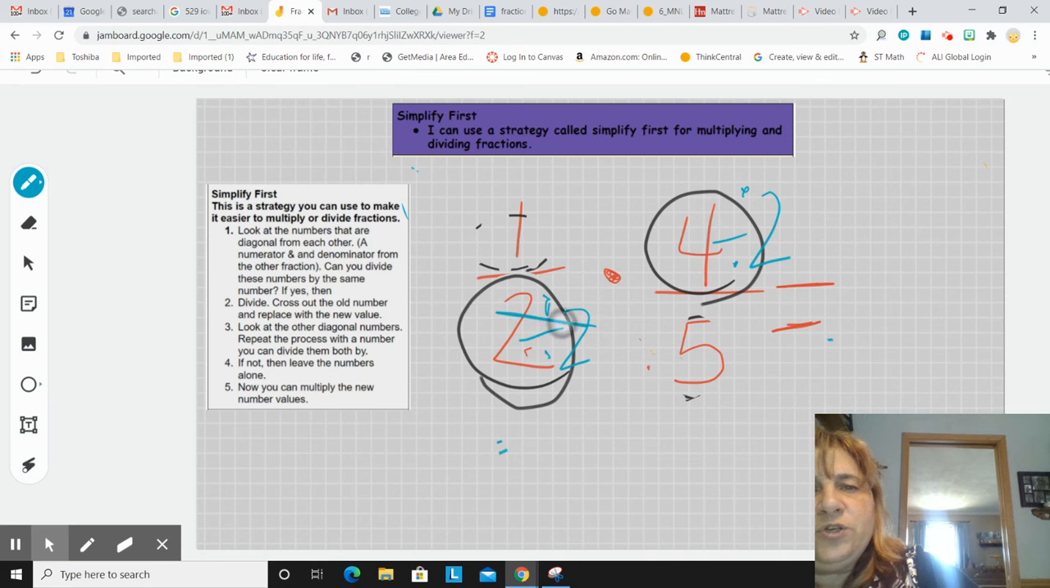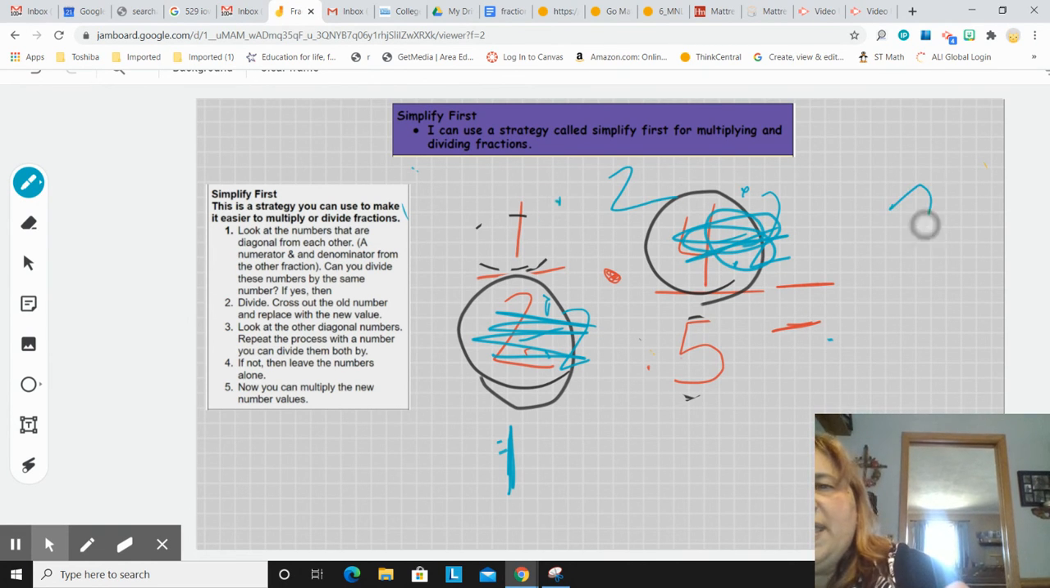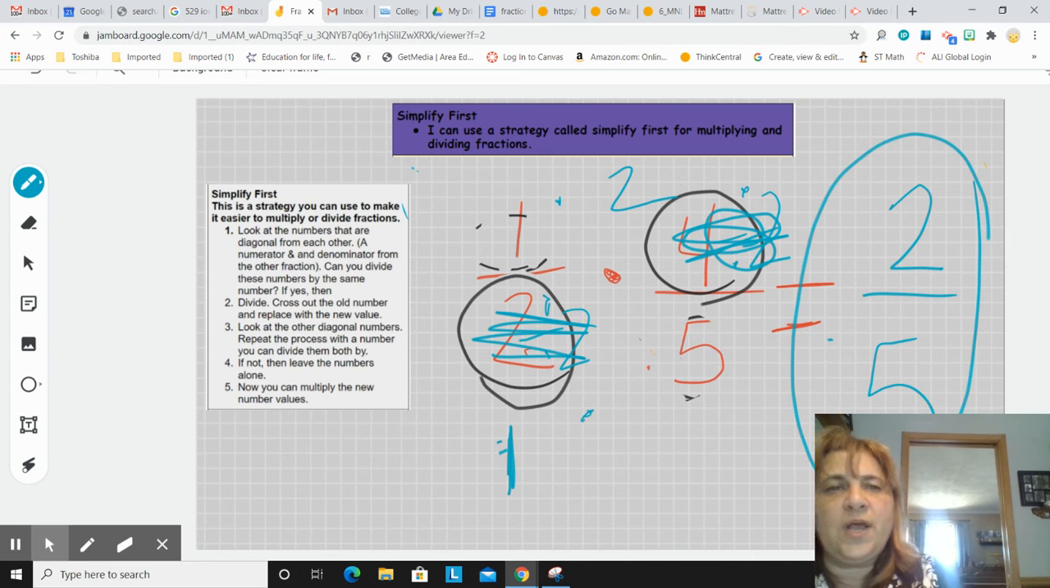Now, if I divide 2 by 2, I get a 1. And if I divide 4 by 2, I get 2. Okay, I'm going to multiply 1 times 2, and I get a 2. I'm going to multiply 1 times 5, and I get a 5. So 2/5 is the answer in simplest form. Sometimes, even when you simplify first, you still might have to simplify your answer a little bit more. So always look at your answer and make sure that they don't share a factor, because if they do, then you can simplify it again.